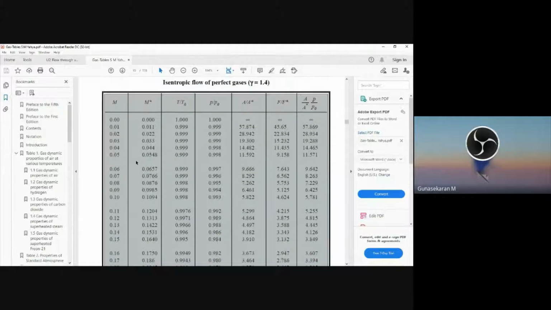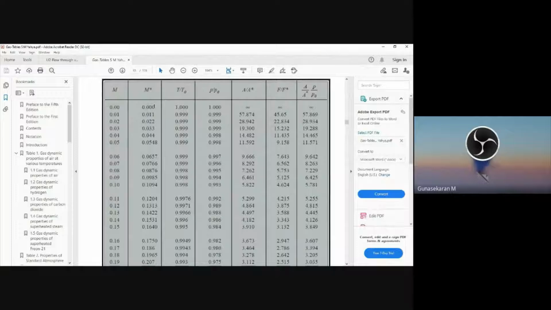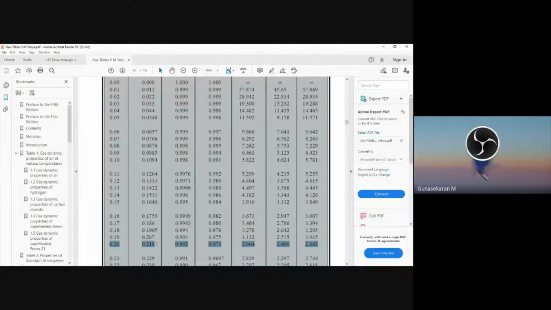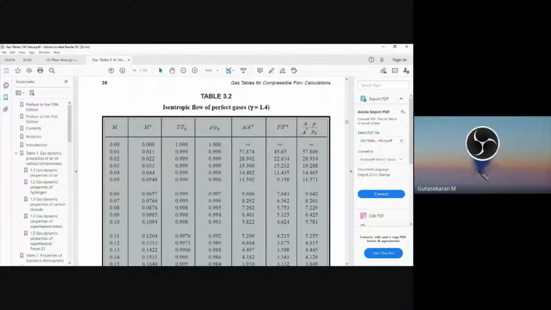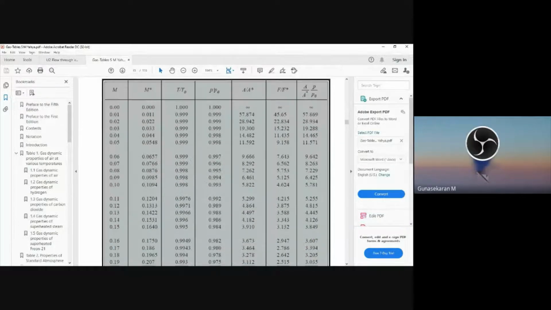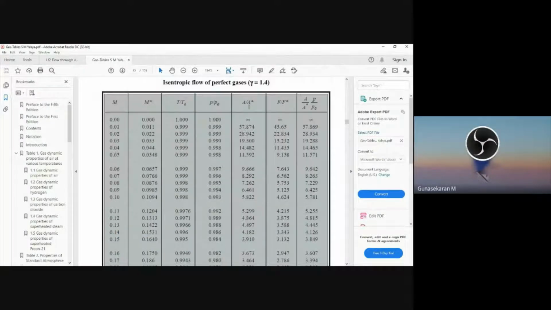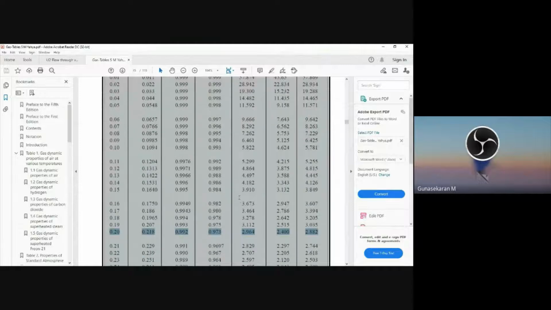See this value. These values are nothing but, for the inlet Mach number 0.2, your M star, that means critical Mach number, is given as 0.218. Then your T by T star is 0.992. Then P by P star is 0.973. And A by A star, this value is important, 2.964.